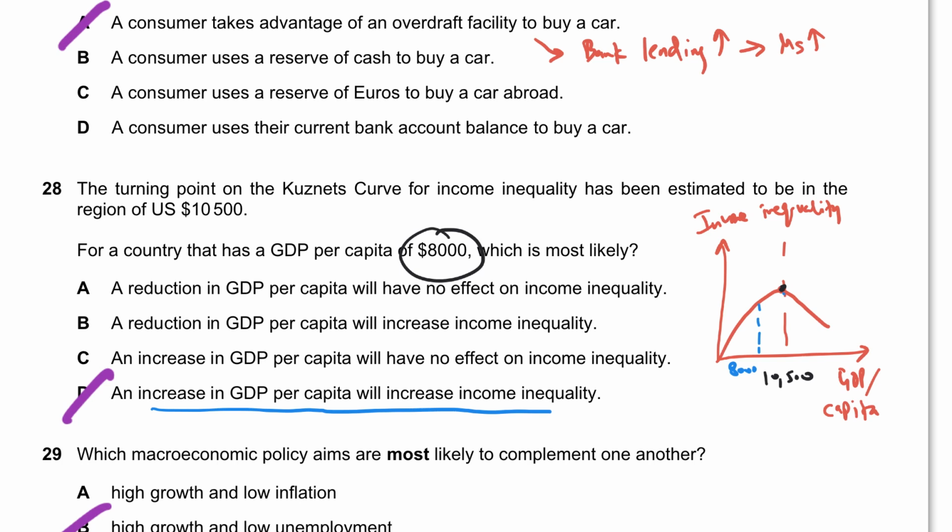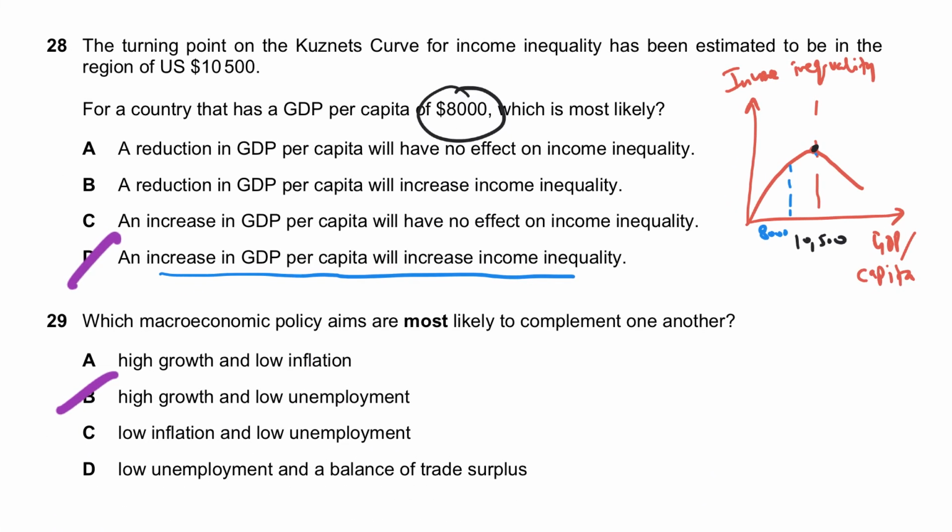So the hypothesis of the Kuznets curve is simply that as income goes up, income distribution initially worsens till a certain point, which is the turning point, and then it starts to improve. Number 29 says which macroeconomic policies are most likely to complement each other, and the answer is high growth and low unemployment, because when the AD rises, not only does GDP go up, but unemployment also goes down. So there is no trade-off when it comes to economic growth and unemployment.